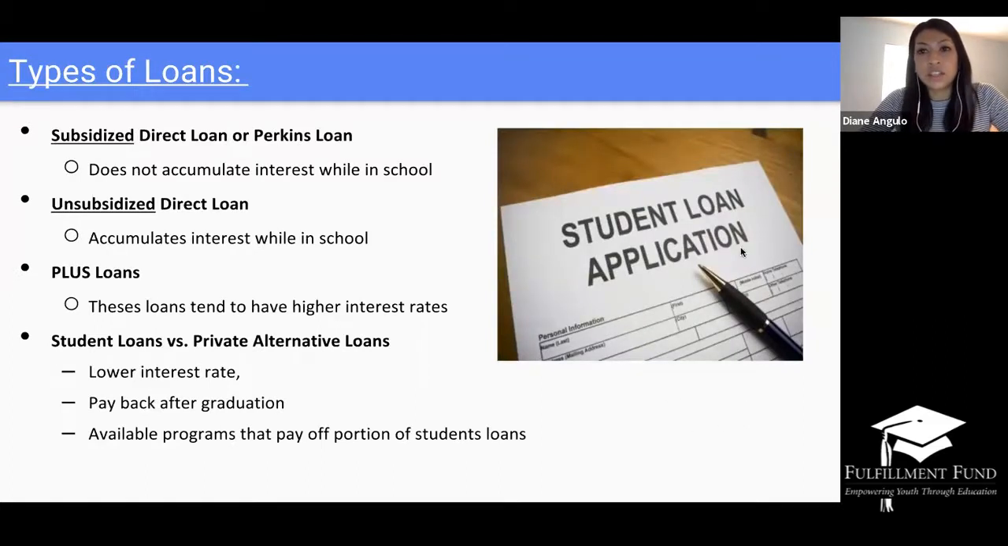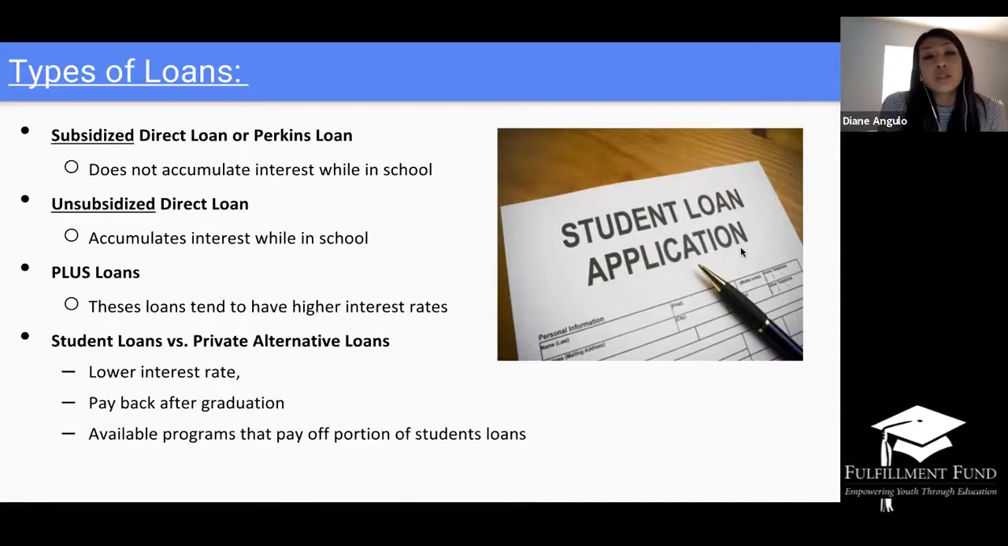Okay, so let's talk about types of loans. When it comes to loans, students do have the option of taking out loans. There are different loans that you may be offered on your financial aid award letter. There are subsidized loans or Perkins loans. There are unsubsidized direct loans. There are PLUS loans. There are student loans versus private alternative loans.